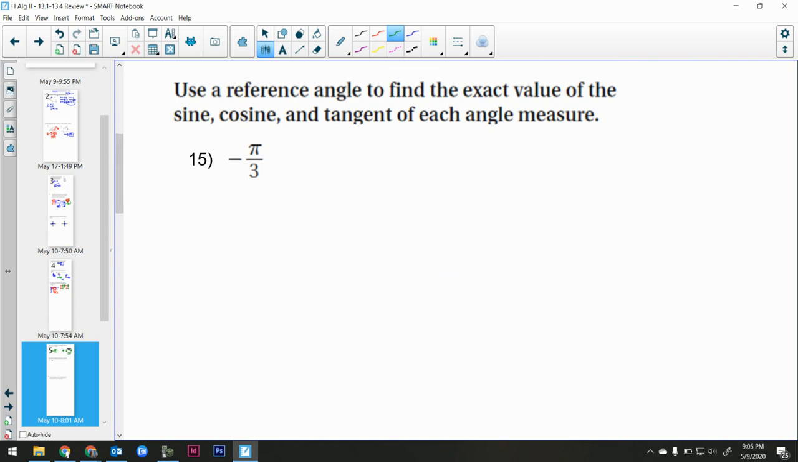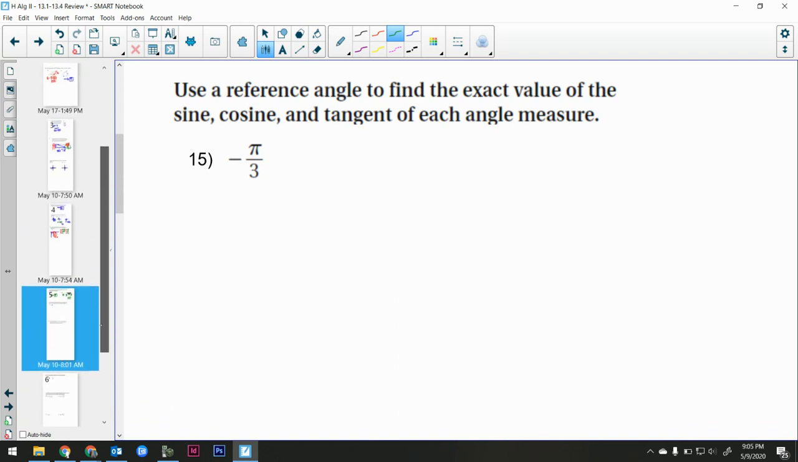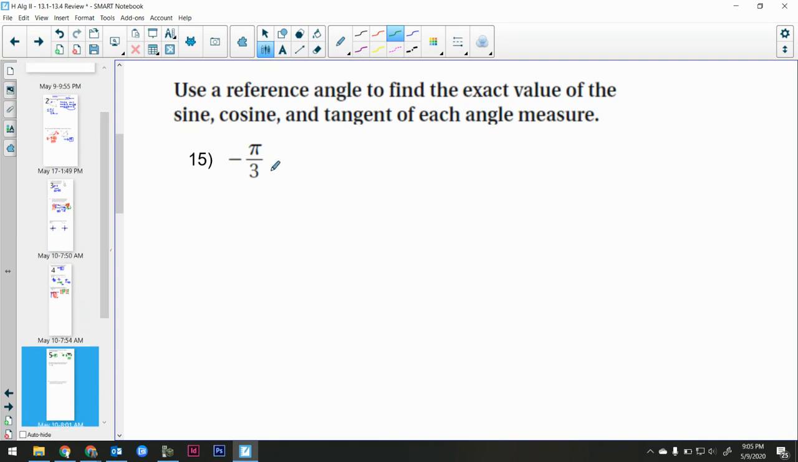All right, use a reference angle to find the exact value of the sine, cosine, and tangent for each angle measure. Now, at this point, make sure you know that you will be allowed to use the unit circle on your quiz. I actually have it PDF'd on the end of your quiz. So you will be allowed to use the unit circle. Please use the one that I'm providing for you. Don't use one that you're making because I don't want anything else written on it. Use the one that's on the document, okay? I've got it preloaded for you, so you don't even need to print it out. It's just on the screen there for you.